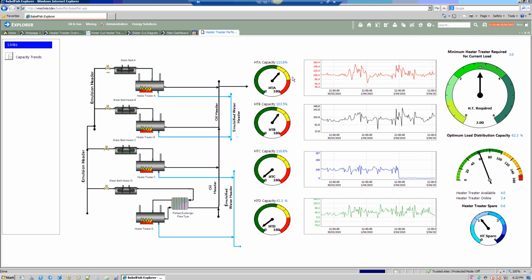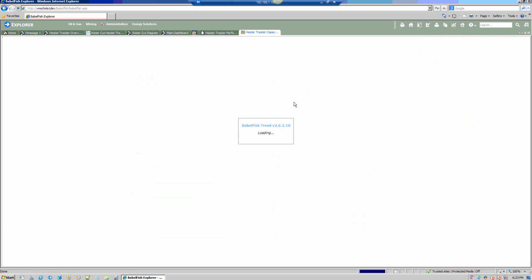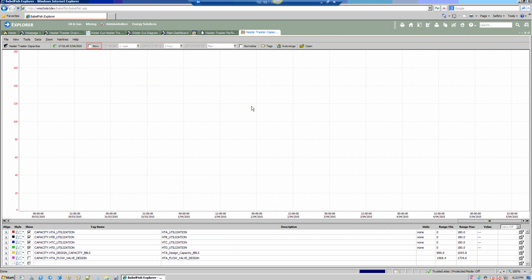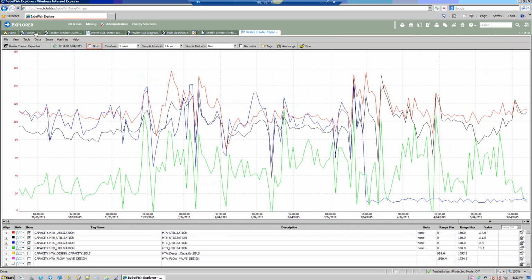So what you'll see is on April 5th, heater treater A was overutilized 114%, heater treater B was overutilized 111%, heater treater C was underutilized, heater treater D was underutilized. So you will see the trend of each heater treater, how the capacity is being utilized. Here it will show the minimum heater treaters required for a particular load and the optimum load capacity of each heater treater and how many heater treaters are on spare. Also, I can click on the capacity trends. So it will show me the trend of all these 4 heater treaters over a period of time.